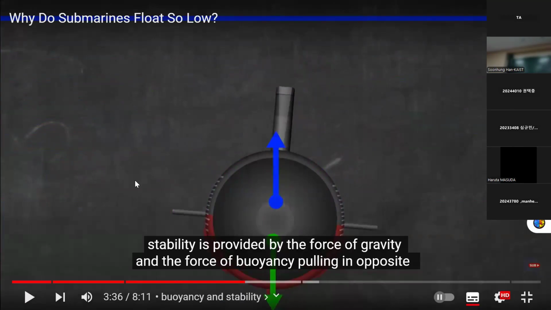Two points here. Neutral buoyancy is required for the submarine. Your body is almost neutrally buoyant. When you try to submerge it down in the swimming pool, it is not easy, but you can do it. Also, in scuba diving, you need to have weight on your belt to make your body neutrally buoyant. Neutral buoyancy: the same as the water weight, your body.